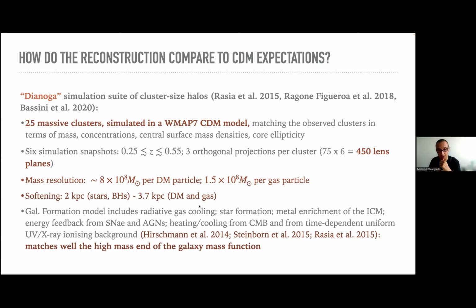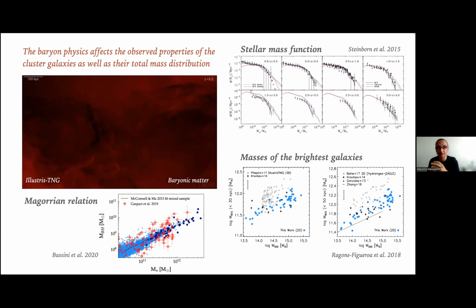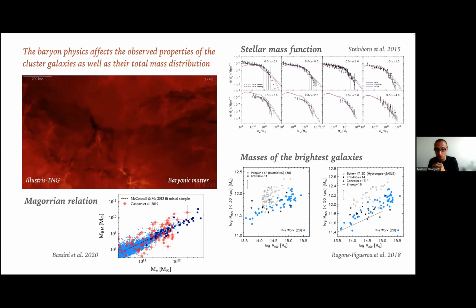And another important aspect of the simulations is that they are hydrodynamical simulations in which a galaxy formation model is implemented that includes a lot of the physics which is relevant for describing the processes that lead to the formation of stars, to the release of energy in the intergalactic medium via, for example, supernova explosions, AGN feedback, and all of these effects have a strong impact also on the underlying dark matter that we see in these objects.